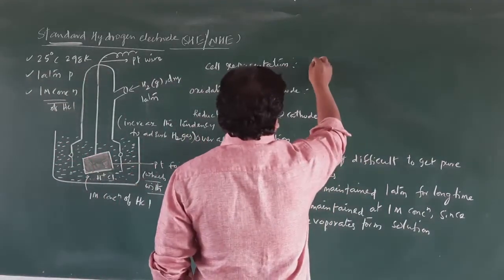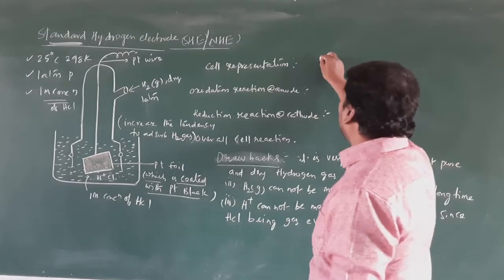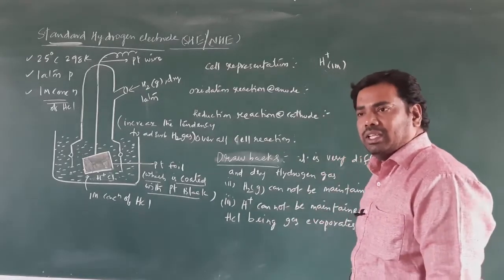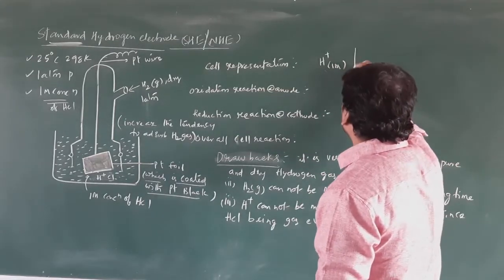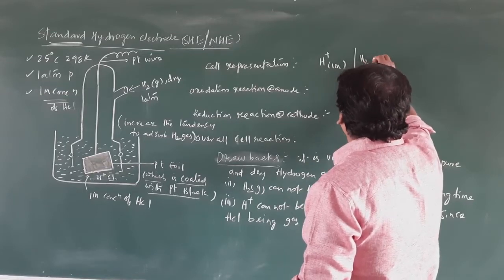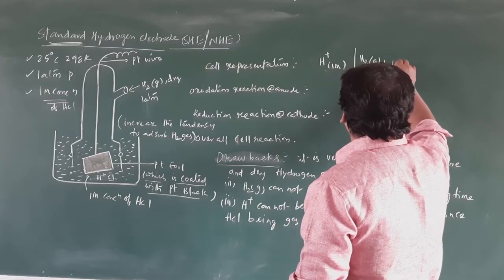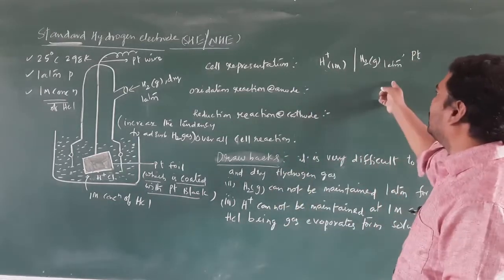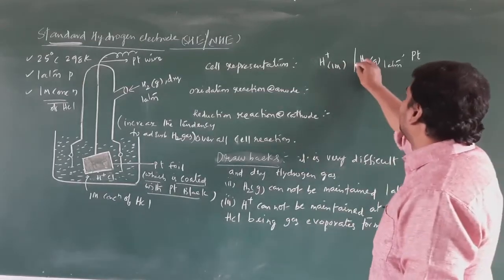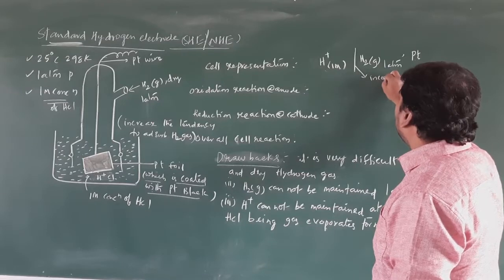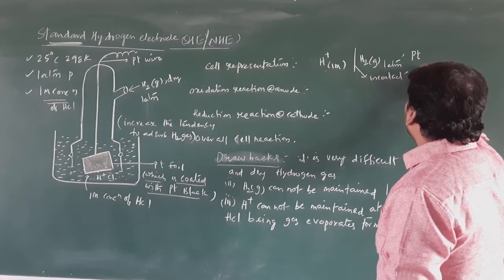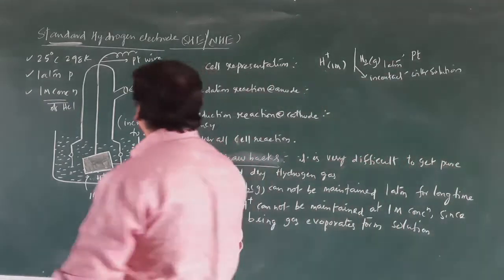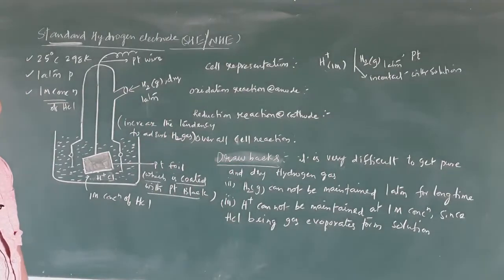First, how to represent the cell reaction. The representation of this hydrogen electrode is: H plus at 1 molar concentration, hydrogen gas at 1 atmosphere pressure with platinum, or you can write platinum comma H2 gas oblique H plus. Here the oblique represents contact with the solution. That is the cell representation of the standard hydrogen electrode.